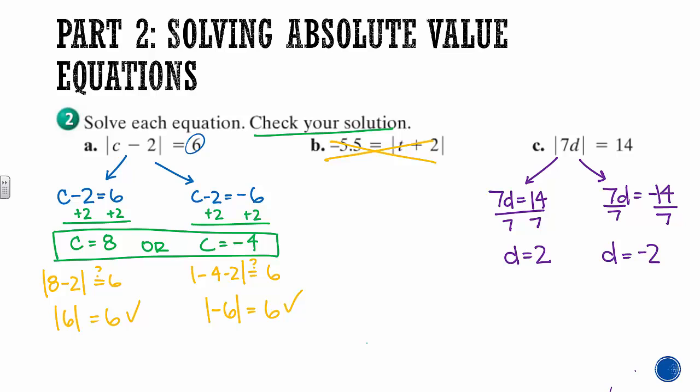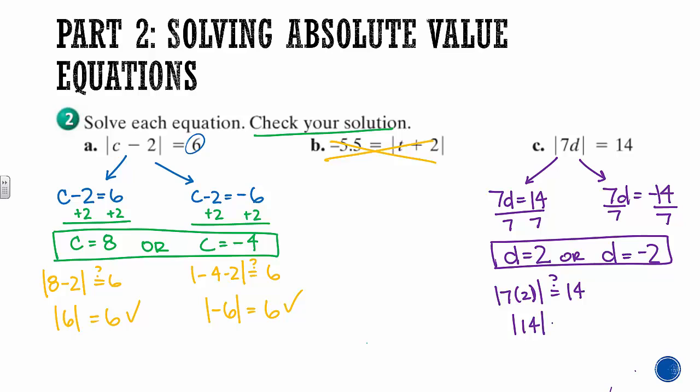And then remember, you can plug this in. 7 times 2 gives me 14, and 14 is 14 spaces away from 0. 7 times negative 2 gives me negative 14, and negative 14 is 14 spaces away from 0.